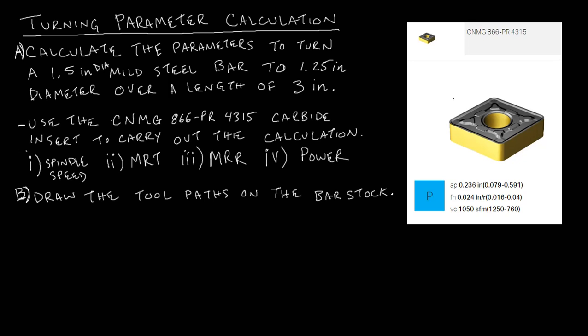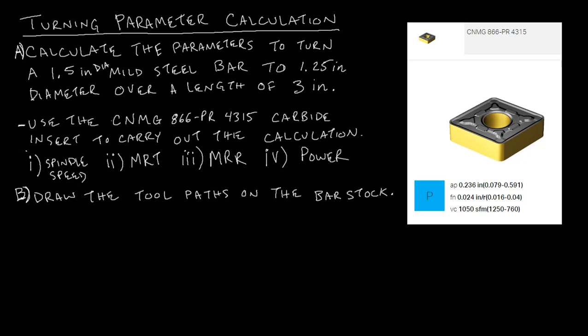All right, welcome to the Turning Parameter Calculation video. In this video, we're going to figure out how to calculate the speeds and feeds, material removal time, material removal rate, and power, and we're going to learn how to draw tool paths on bar stock using carbide inserts. So step number one, let's read the question.